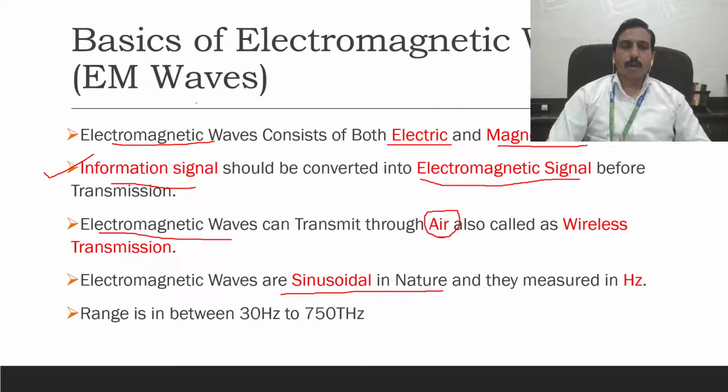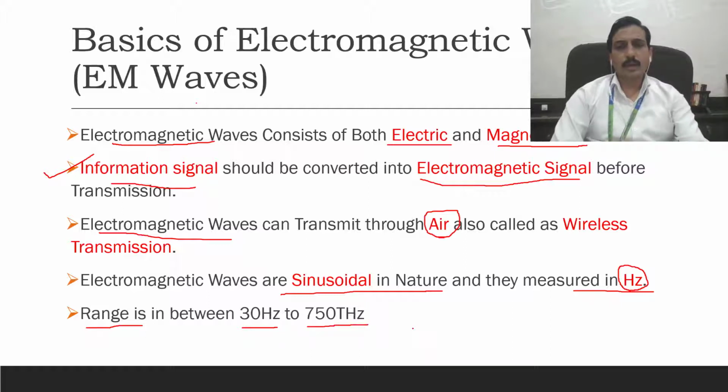All waveforms have attributes of voltage, wavelength, frequency and phase. Out of that, the unit of frequency is hertz. So hertz is utilized to represent our frequency range. What is the range of that frequency? Those frequencies come under the electromagnetic spectrum. They range from 30 hertz to 750 terahertz. So this much range our electromagnetic waves have.